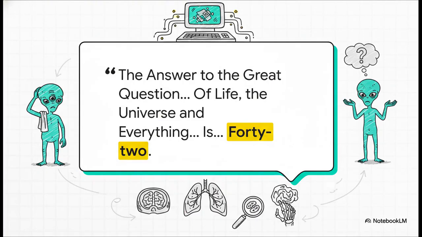So, let's kick things off with a classic quote from The Hitchhiker's Guide to the Galaxy. If you know the story, a giant supercomputer calculates for millions of years to find the ultimate answer to everything, and it comes back with 42. The only problem? Nobody actually knew what the original question was. And that, right there, perfectly sets up the challenge we face with AI today.